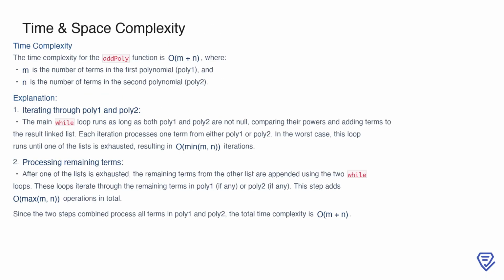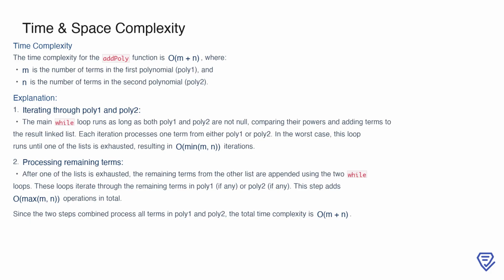The time complexity of the addPoly function is determined by how the algorithm processes the terms in the two input polynomials. Since we are iterating through both input linked lists, the time complexity is O(m + n), where m is the number of terms in the first polynomial, and n is the number of terms in the second.